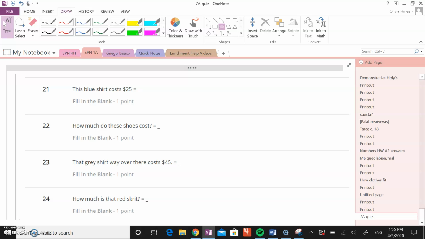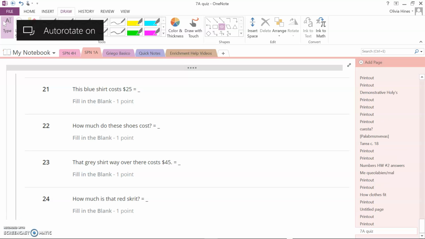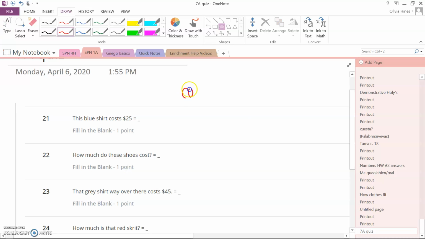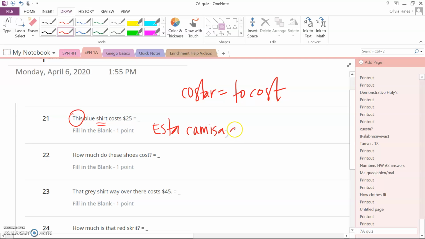So this blue shirt cost $25. I think where we made most of our mistakes was using the verb cost. So remember the verb cost is costar, equals to cost. So if we're saying that this blue shirt costs $25, first of all, we're talking about shirt, camisa. So esta camisa azul. Remember, in Spanish, the noun always has to come before the adjective.